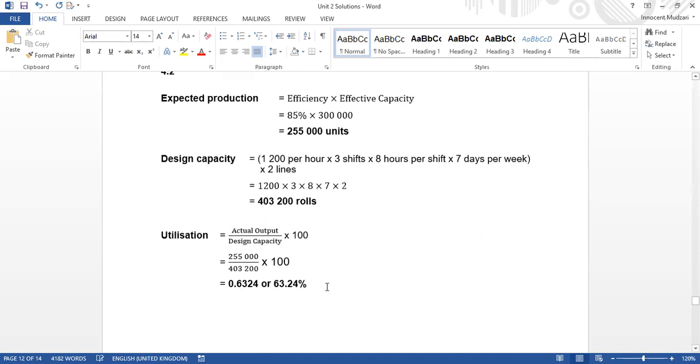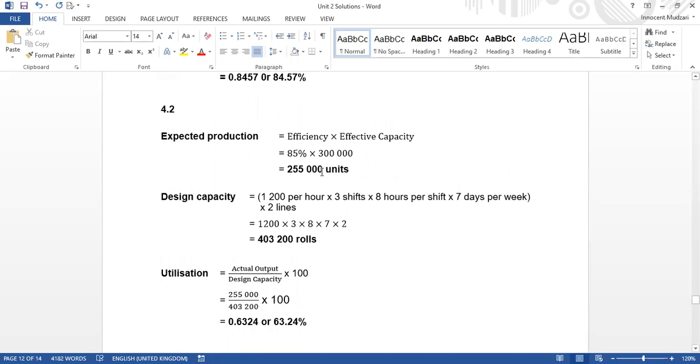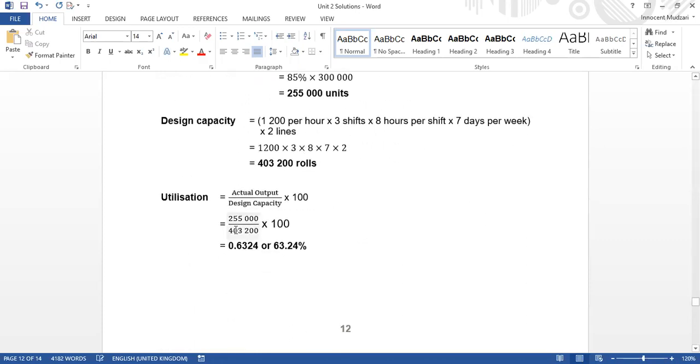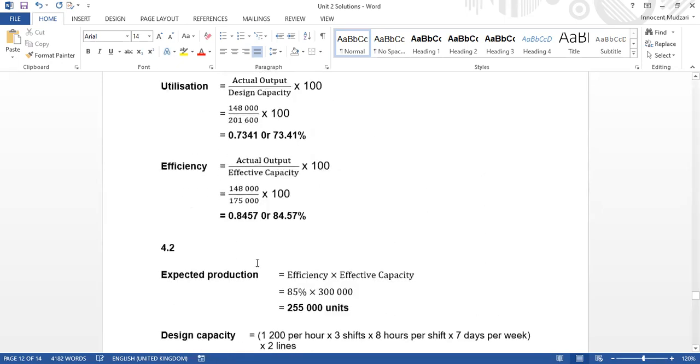And then utilization is actual output over design capacity times 100. So it's 255,000, which is the actual output here, divided by 403,200, times 100. We get 63.24%, or 0.6324. Okay, that's question 4.2.